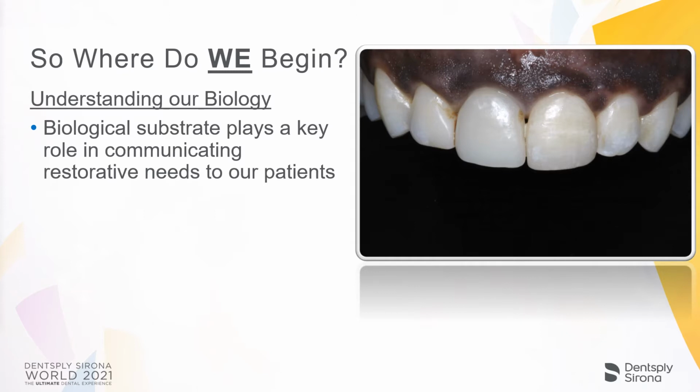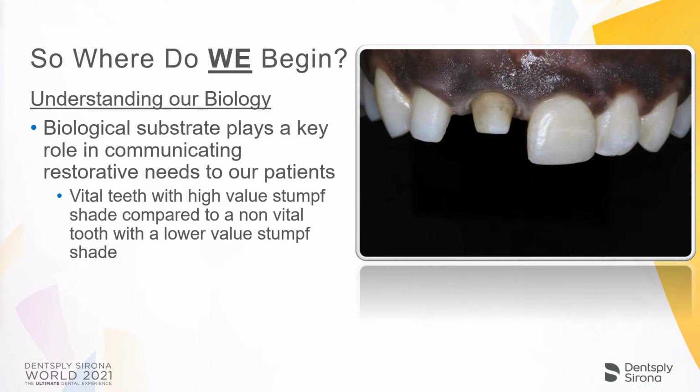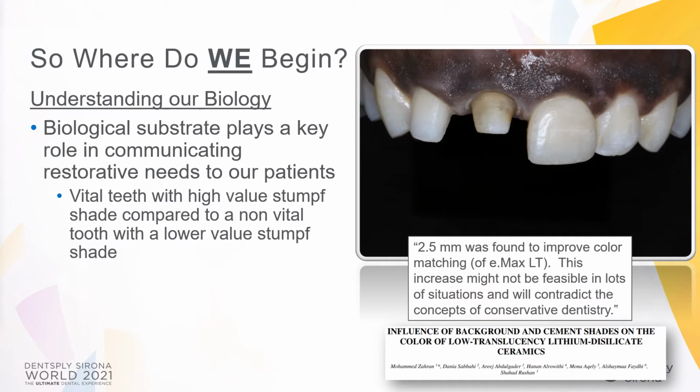Well, we have to understand what biological substrate we're dealing with. Do we have a vital tooth with a high-value stump shade compared to a non-vital tooth? In this case right here, look at how dark this patient's restoration is. You can see just between tooth number 7 and tooth number 8, the difference in our stump shades. So that's going to affect how we can overall get an aesthetic looking restoration. With situations like this, sometimes you're stuck.